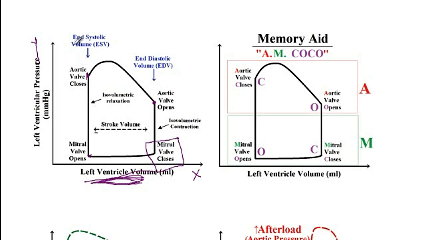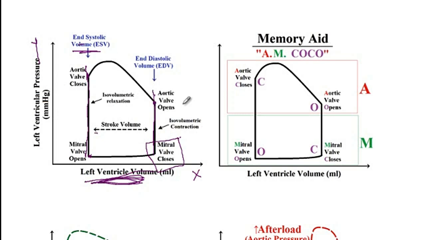So the difference between the end systolic volume, which is the line right here, and the end diastolic volume, which is the line right here, is the stroke volume. And so if you're given like 15-20 seconds on the exam, you would be able to figure out this curve as long as you understand the concept.